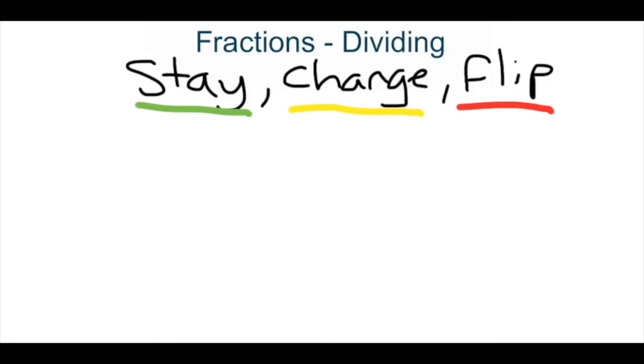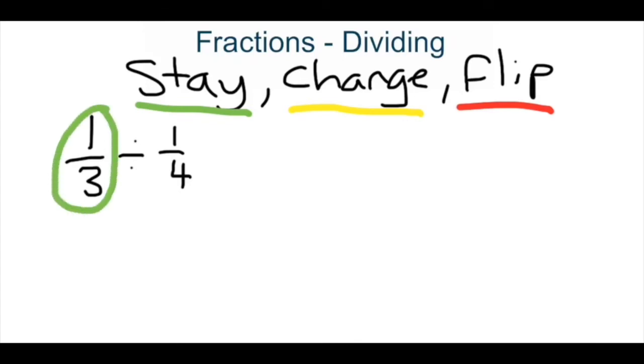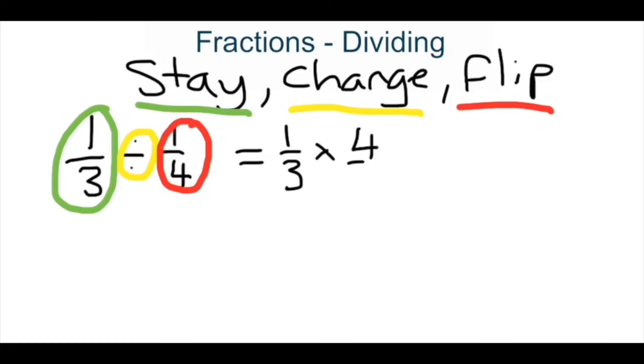So, if we look at an example, if we have 1/3 divided by 1/4, we are going to keep the third the same, or it's going to stay. We are going to change the divide symbol to a times symbol, and we are going to flip our final fraction 1/4. So it will end up looking like 1/3 times 4 over 1.